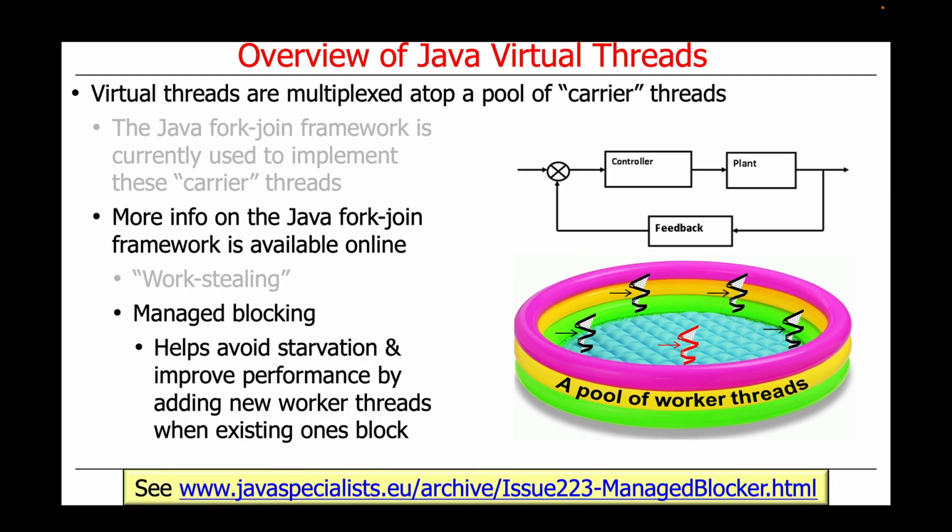Likewise, the common fork join pool in the Java fork join framework supports something known as managed blocking, which helps avoid starvation and improve performance by adding new worker threads to the pool of worker threads whenever existing threads in the pool block. These capabilities not only work in support of Java virtual threads, but they can be used in their own right for other Java concurrent and parallel applications.